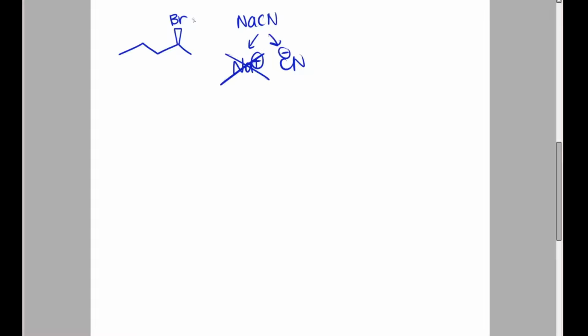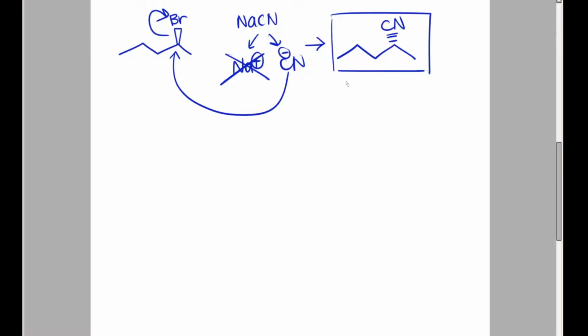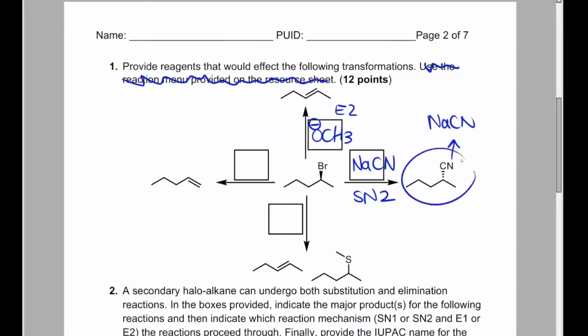We skip that step, and instead this CN- is just going to attack from the other side of this wedged bromine, and then this bromine is going to leave. Because it is hindered on this top side, it can only attack from the bottom side, which is why we have inverted stereochemistry. And we get a product that looks like this. And then we also have Na+ and Br- as side products. And this matches up with what we're given in this problem.